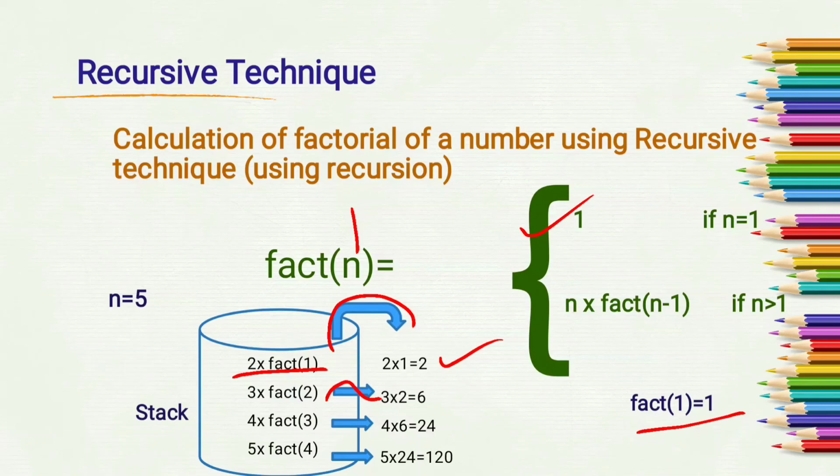This expression will give result 6, which will be substituted here in fact 4, and we get the result 24. Now this 24 is the factorial of 4, which is substituted in this expression, and we get the final result 120. In this way the compiler calculates the factorial of any number using a stack.